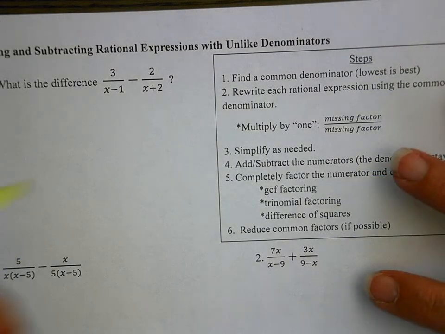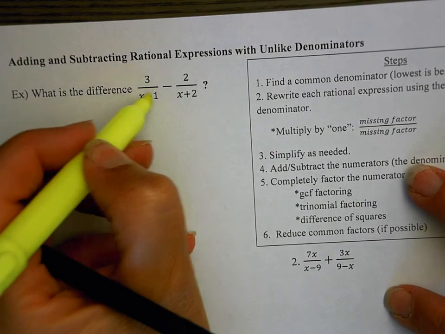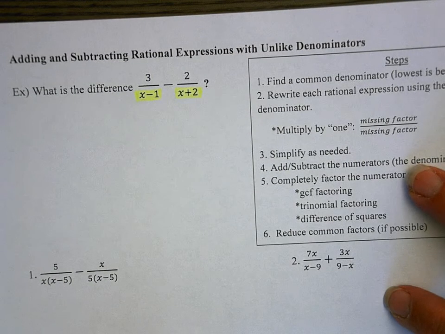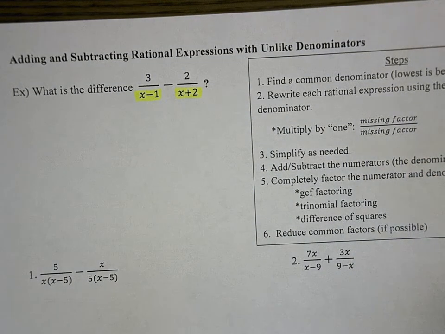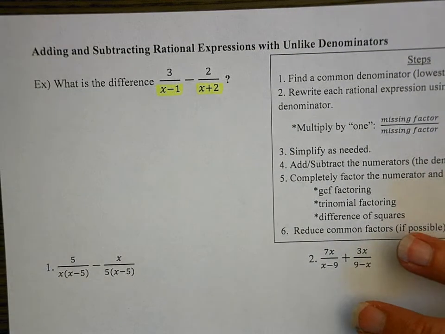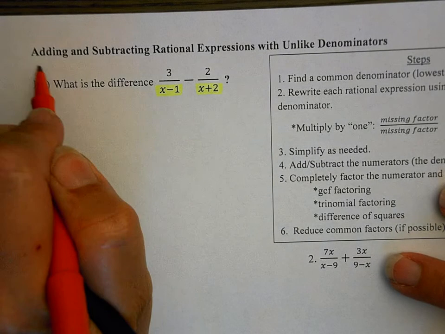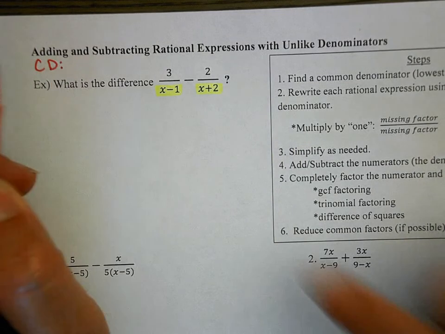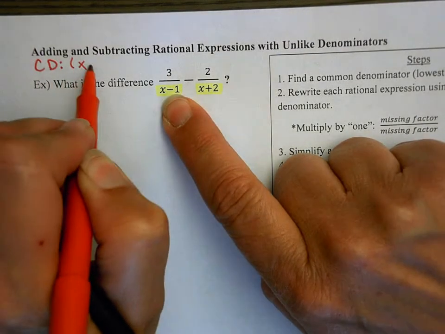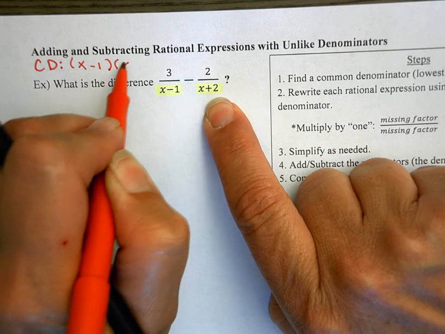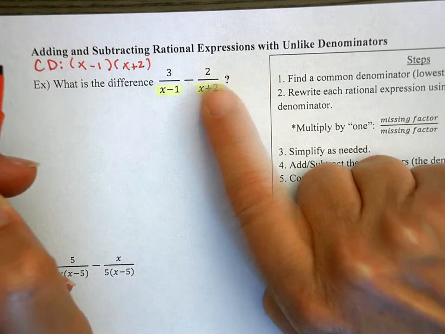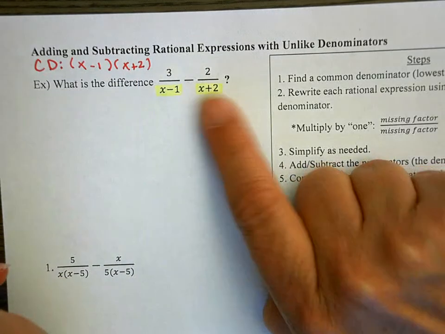So here, for this first problem, I can see that these denominators are completely different, right? And nothing will factor out of them. So because they're completely different, that is going to be my common denominator. Okay? So my common denominator I'm going to use for this first example is going to be x minus 1 and x plus 2. Right, because nothing factors, and so I have to just use each one.